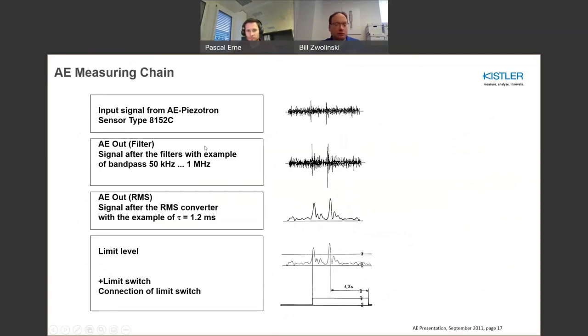And this is another illustration of that, but also what you see is there's a limit switch output of the coupler. So when you're doing condition monitoring, it's important to understand when you did exceed a certain preset threshold, and that gives you an indication that the failure did occur.